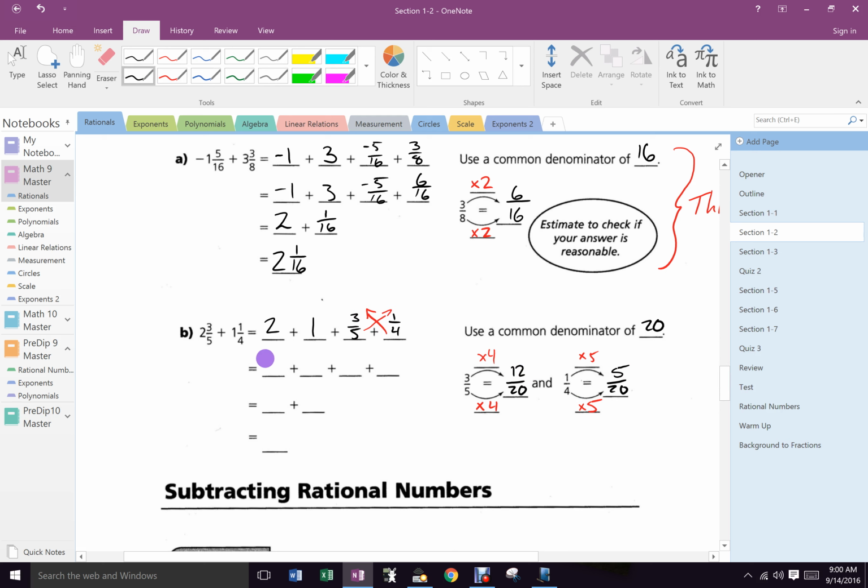5. Now we rewrite. 2 plus 1. And it's not 3/5 anymore. What is it now? 12/20. And it's not 1/4 anymore. What is it now? 5/20. Then I add. What's 2 plus 1? 3. What's 12 plus 5? 17/20. 3 and 17/20. Everybody cool? And we didn't even use our calculators. Or did we? Nobody cheated and did 5 times 4 on their calculator, did they? I used my mind. All right.